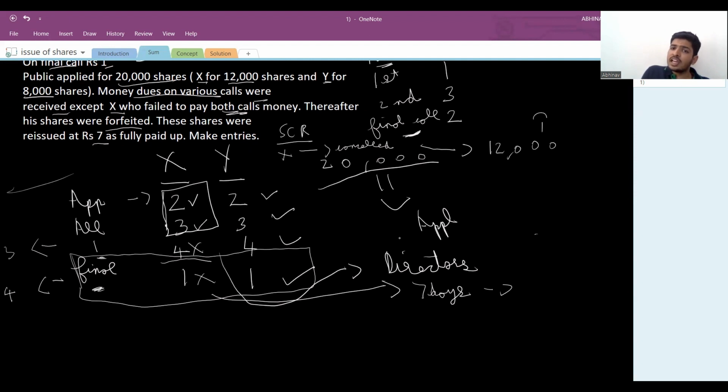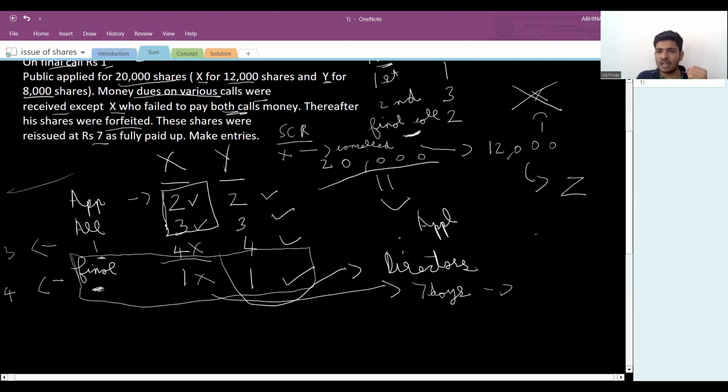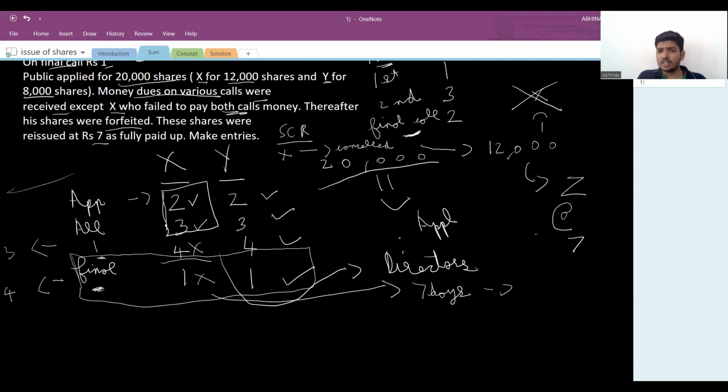If X paid fully, X would have gotten it. No, but X paid two installments of which he was a part owner. He didn't pay the rest of the installment. So X's name was cancelled from the books and these 12,000 shares get returned to the company. So now reissued means these 12,000 shares were then reissued and sold to some other person. The name is not given. It can be Z or it can be any other name. It can be any other person. And it was reissued at rupees 7. That's what this concept actually says.